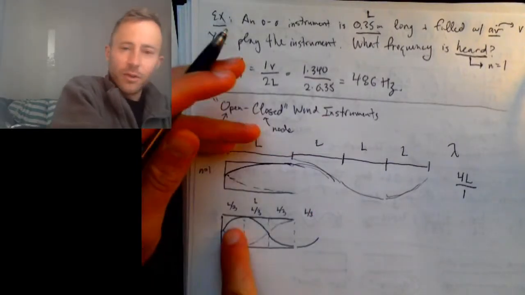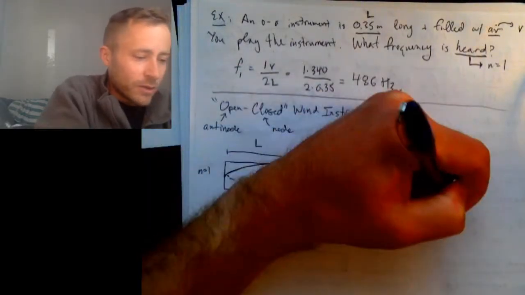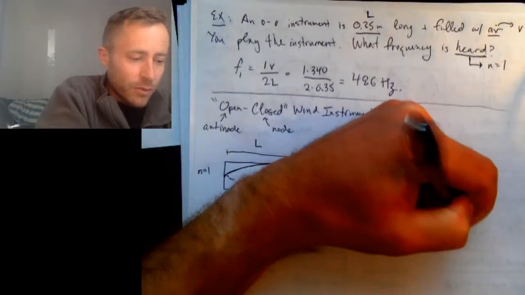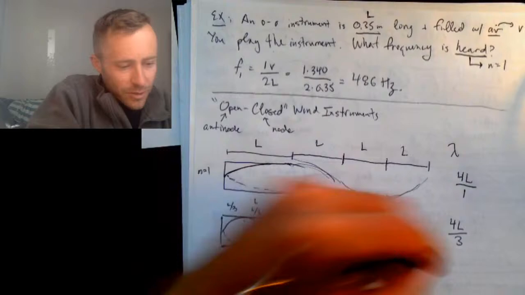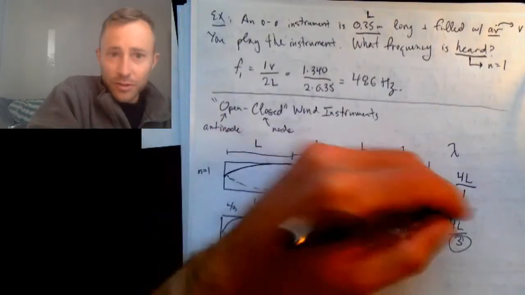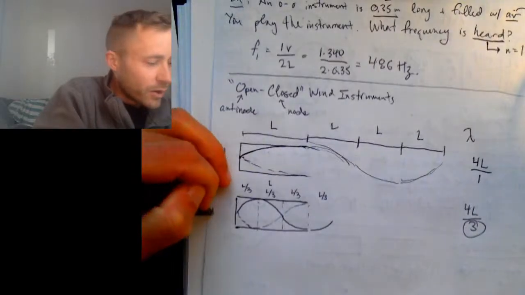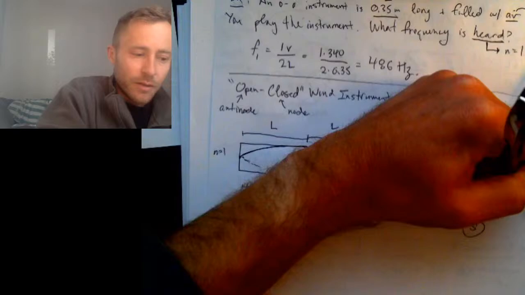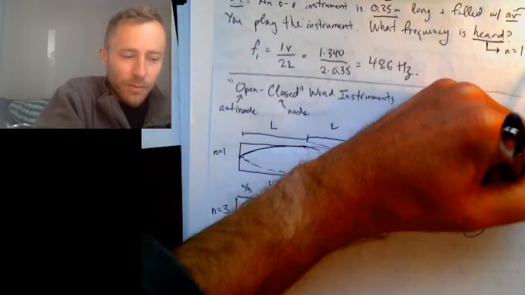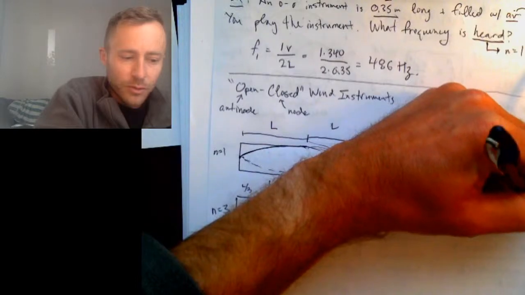So how many L over 3s do I have? I have 4 of them. And so the wavelength is going to be 4L over 3. Now, because the denominator is 3 and not 2, this is called the third harmonic. So there is no n equals 2 harmonic for open-closed instruments. Okay, there is none.